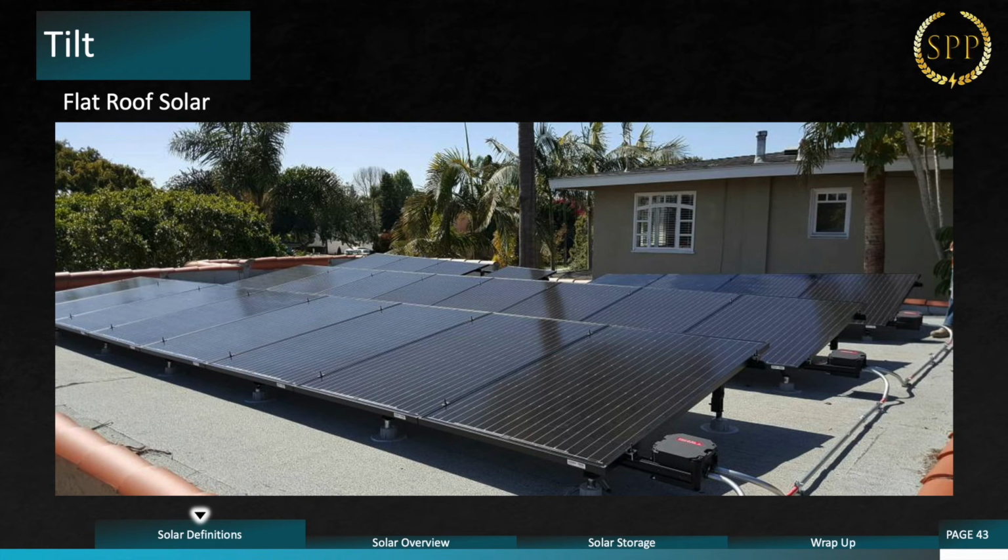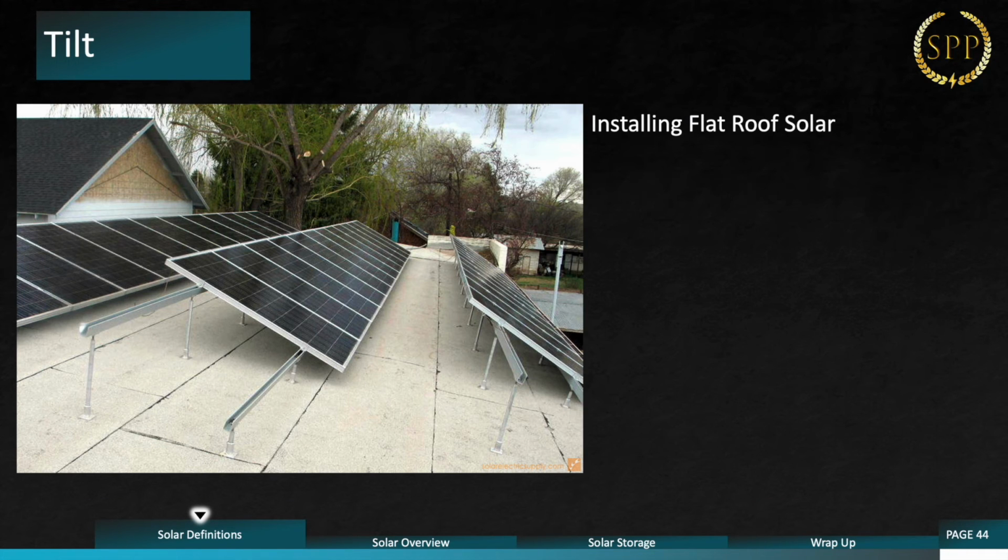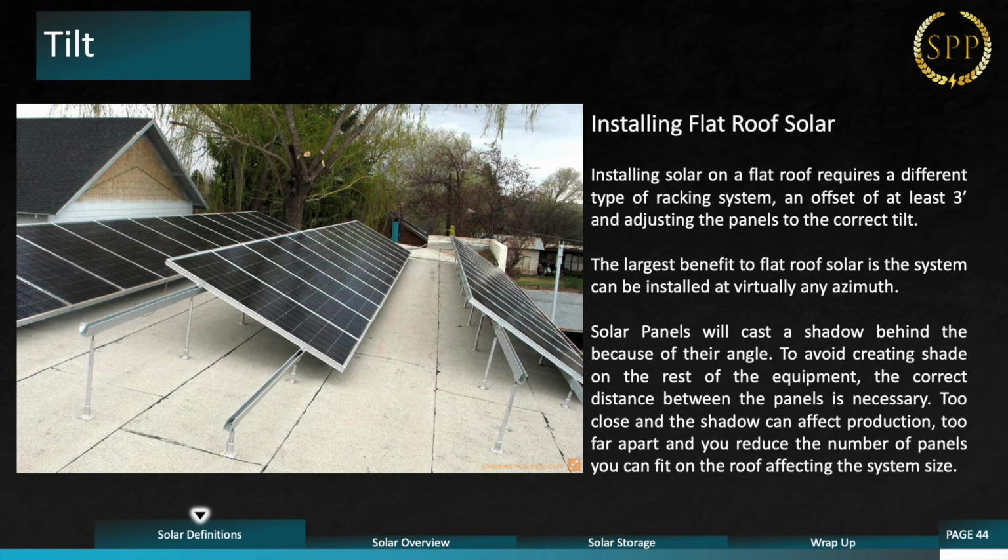Well, what about tilt for a flat roof system? Well, as promised, I'm going to discuss this with you guys. So this is a flat roof, and as you can see, there's a tilt on each one of these panels, but they're spaced apart. This is done to avoid shading concerns on the actual panel itself.